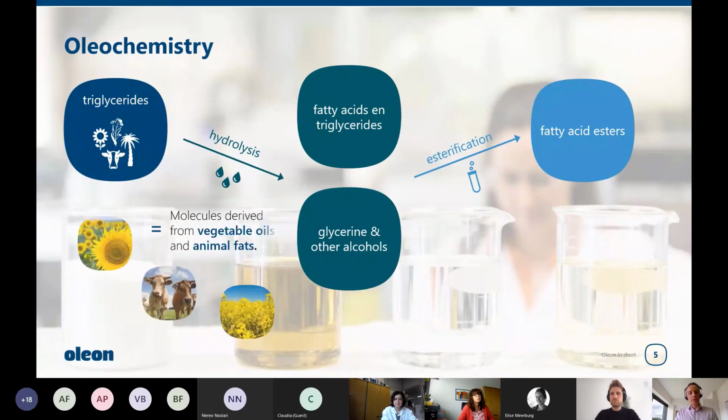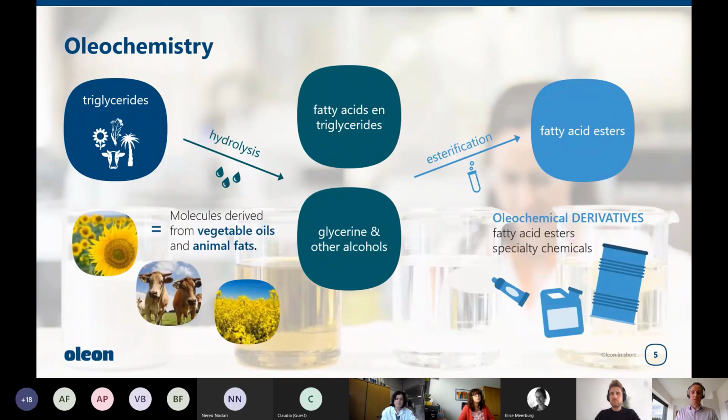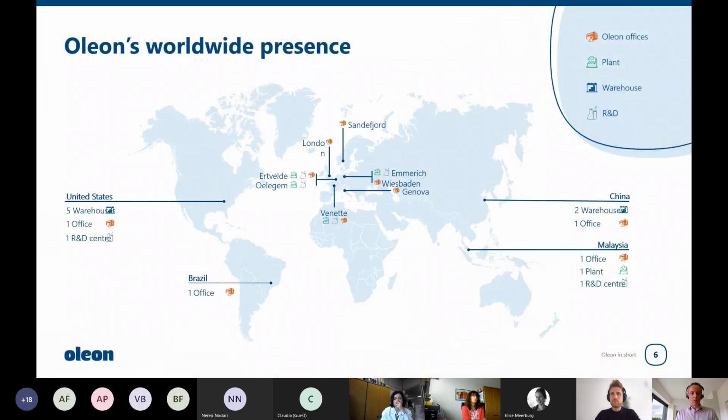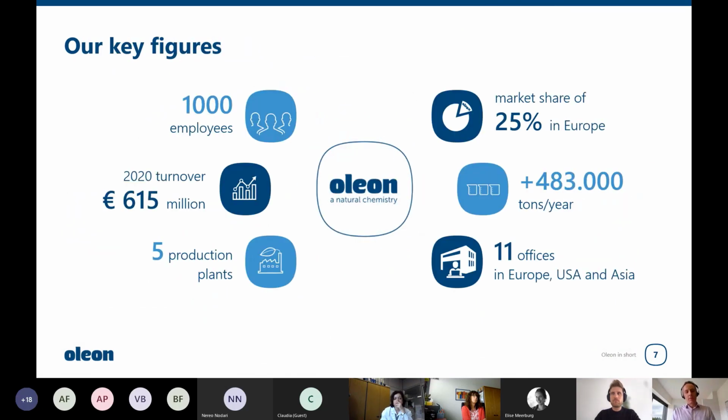Oleon transforms oils and fats from vegetable or animal origin into a range of intermediates, building blocks, and ingredients, such as fatty acids, glycerin, and other alcohols, that can then be further derivatized into fatty acid esters, as we've just seen before. Oleon has a worldwide presence with global sales, industrial, and R&D activities around the globe. It sells about 500,000 tons of oleochemicals every year, with a global turnover of around 600 million euros, and it employs about 1,000 employees worldwide.